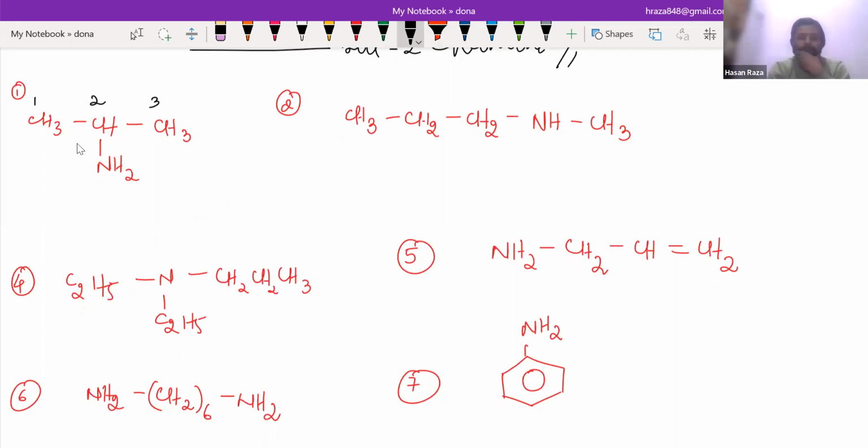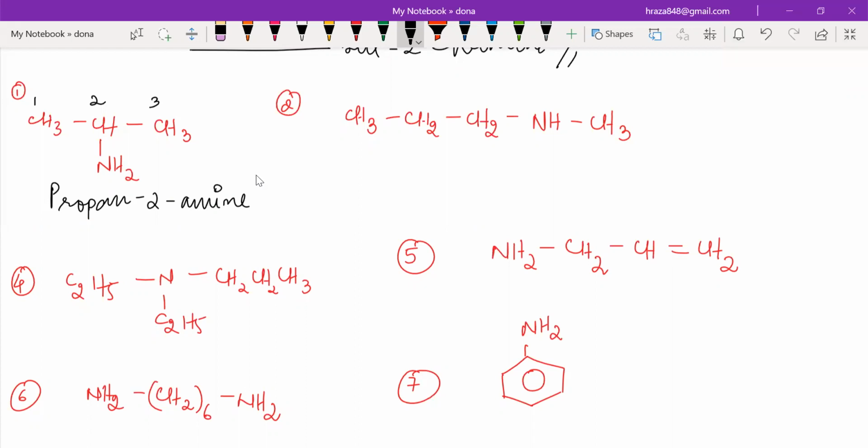Now the name will be, there is no substituent. Can you see any substituent here? No substituent, right? So its name will be propan-2-amine, which represents that in propane, the amine functional group is connected to the second carbon. Is that clear? Yes, sir. Okay, please do it.